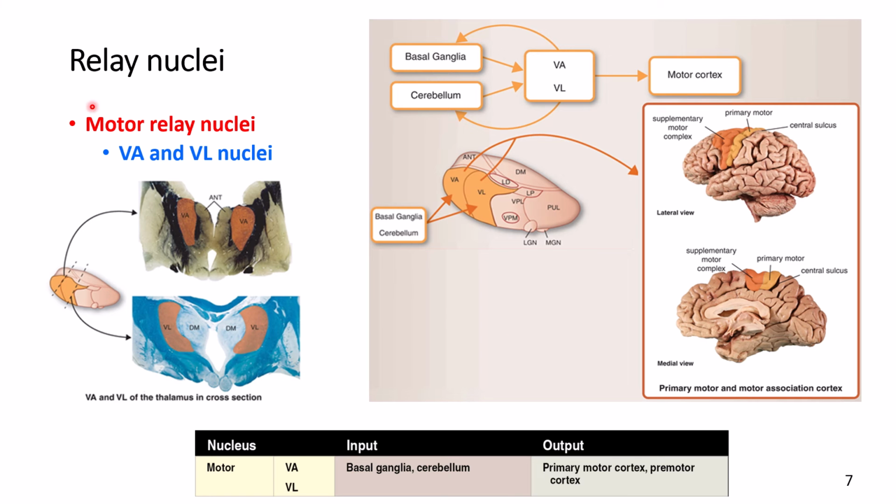Then we are still in the relay nuclei. Now it is the motor relay nuclei. Here the ventral anterior and ventral lateral nuclei are involved. If you see it, this is the ventral anterior, this is the ventral lateral. This cut is more anterior. So this is the ventral anterior, this is the anterior nucleus, and this is the dorsomedial nuclei.